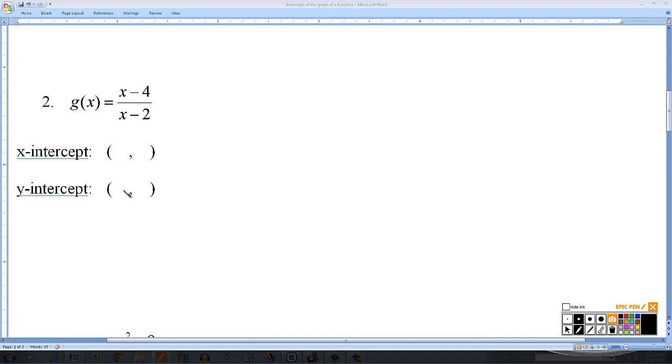Okay, so again, the graph crosses the y-axis when the x value is 0. So replace the x by 0. Come back over here to the function. Put a 0 where the x is, a 0 here. What am I left with? Negative 4 over negative 2. Negative 4 over negative 2 is a positive 2.